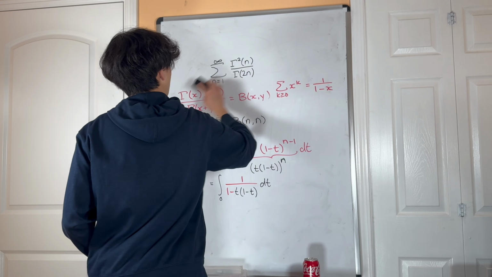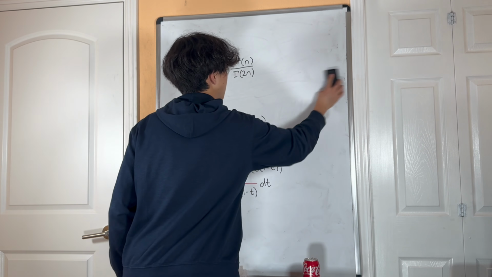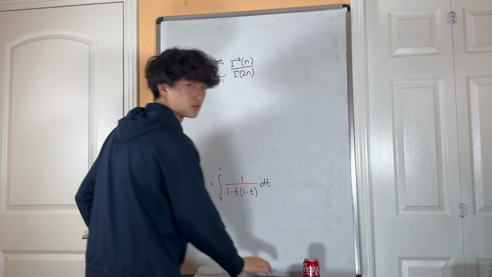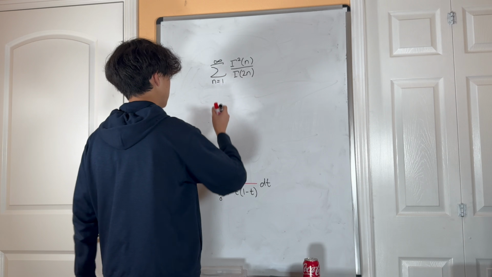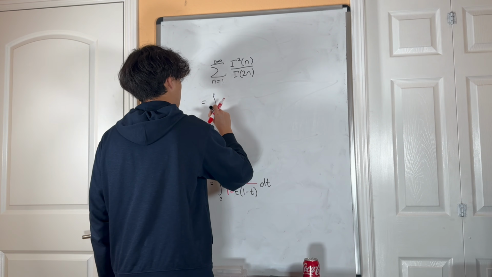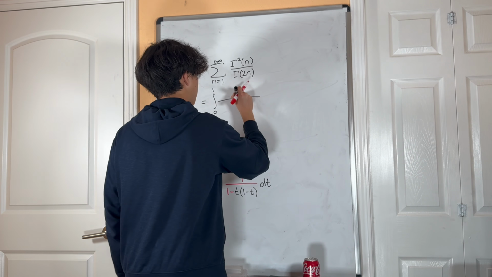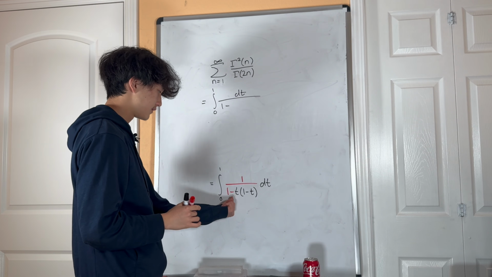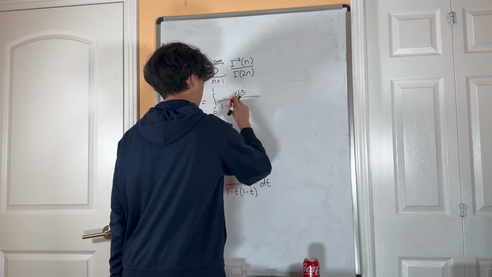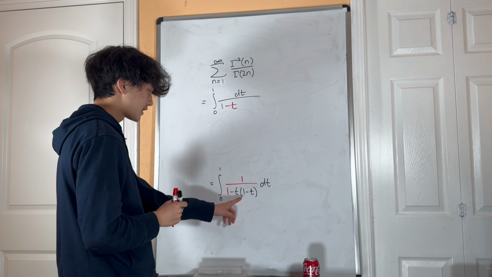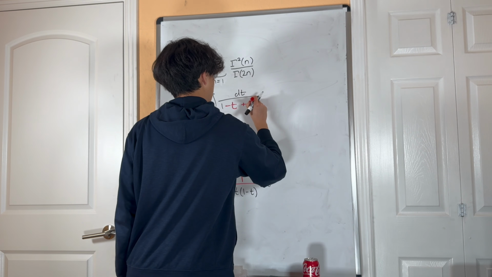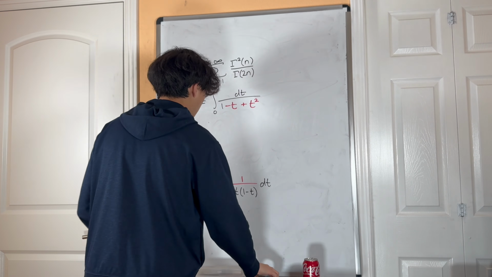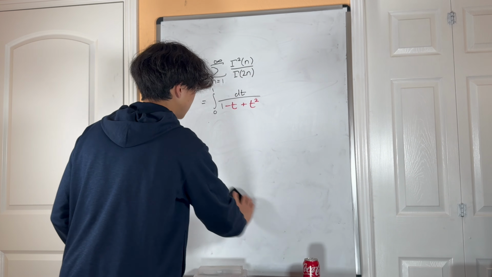Now, I'm going to get rid of this. We can straight up just integrate this now, because it's just a very simple 1 over quadratic situation. Integral from 0 to 1, I'm going to have the dt on top. This 1 is going to stay. And then after we expand it out, we're going to have this negative t times 1, which is just a negative t. And then we're going to have this negative t times this negative t, which is going to be a plus t squared.